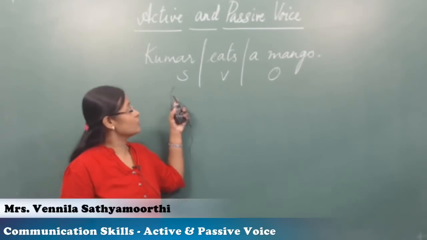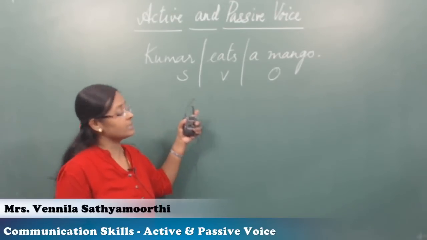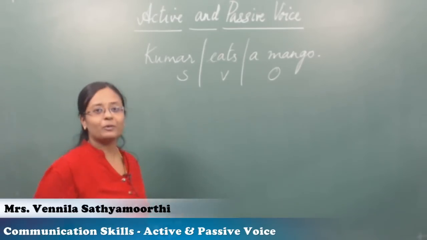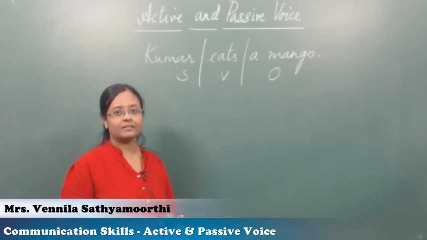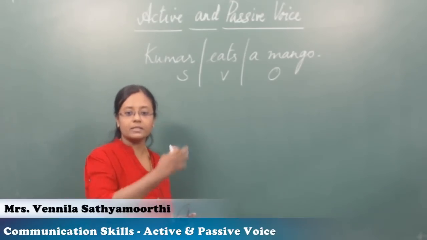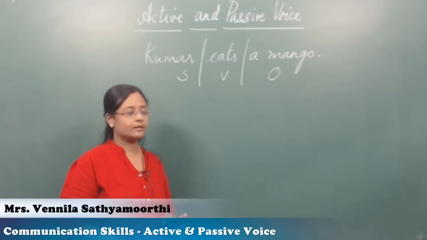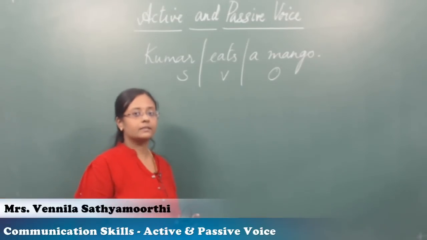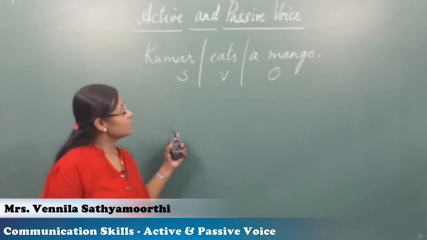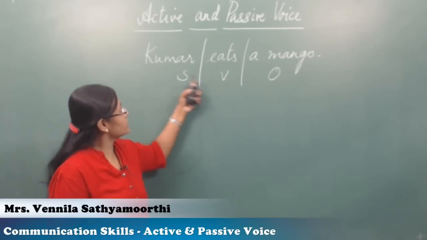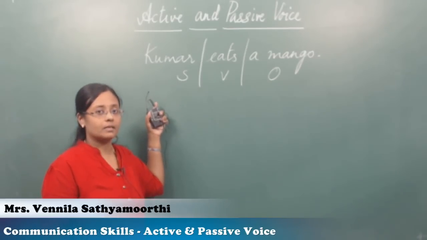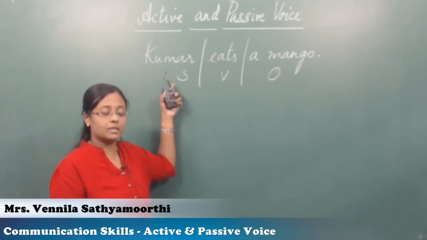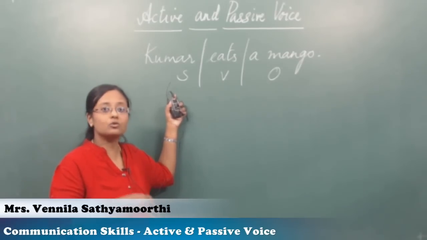Now can you guess what voice this is? Kumar eats a mango. Is this active voice or passive voice? Let's start with that simple question. From your answer we can proceed. So this is the verb, eats. Okay, I'll give you a clue. The active voice is where the subject does something. The sentence is in the active voice if the subject does any action. The person or thing denoted by the subject is the doer of the action.